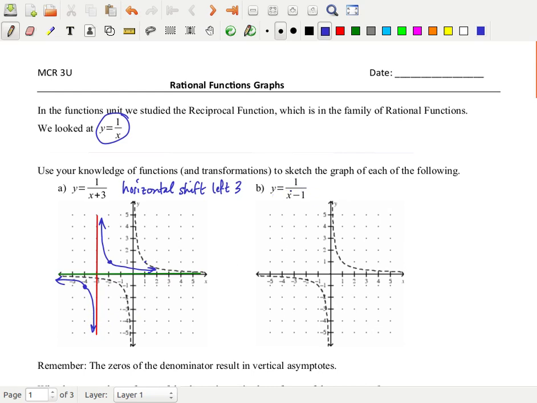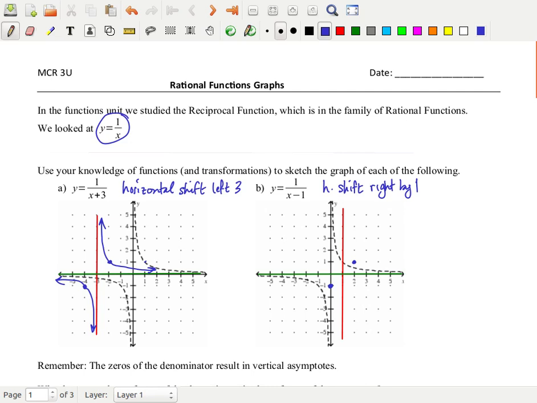This second example, for B, this transformation would be a horizontal shift. This one's going to be right by 1. And in this case, that means that the vertical asymptote has shifted to the right by 1. So the vertical asymptote is there. The horizontal asymptote has not changed. Then we have the key point here, 1, 1, has shifted over. It's now at 2, 1. And -1, -1 has shifted over to 0, -1.